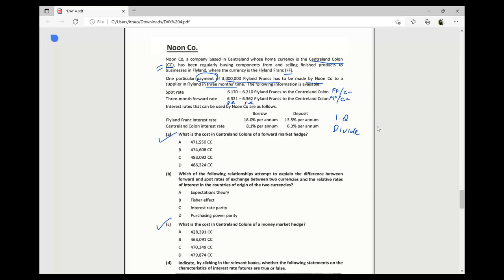If someone says it's US dollars to GBP, that means it's US over GBP. So it's Flyland franc to CC, that means FF over CC. Borrowing rate and deposit rates of Flyland franc are given, and Centerland colon is given, per annum, right? What is the cost in CC of a forward market hedge?